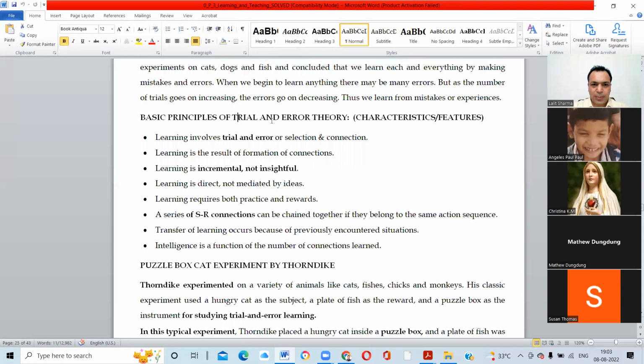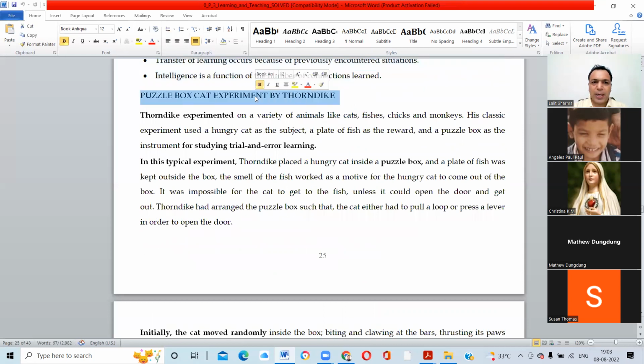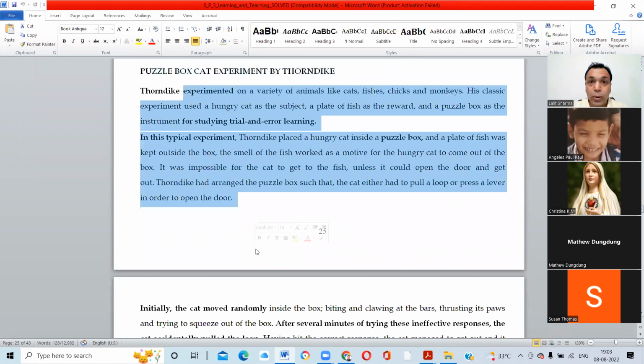So what are the basic principles of the trial and error theory? You can write. Then you can define the experiment by Thorndike. Here it is the cat experiment. You have to remember the cat experiment is associated with Thorndike's trial and error theory. The dog experiment is connected with Ivan Pavlov's classical conditioning theory, and the pigeon experiment is connected with Skinner's theory. You can define it in only 8 or 10 lines, not 2 pages.